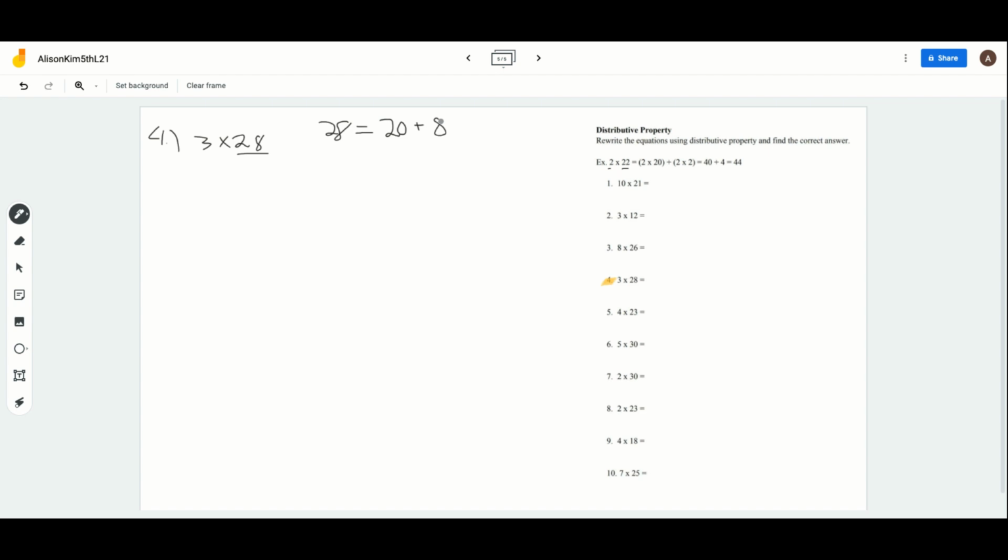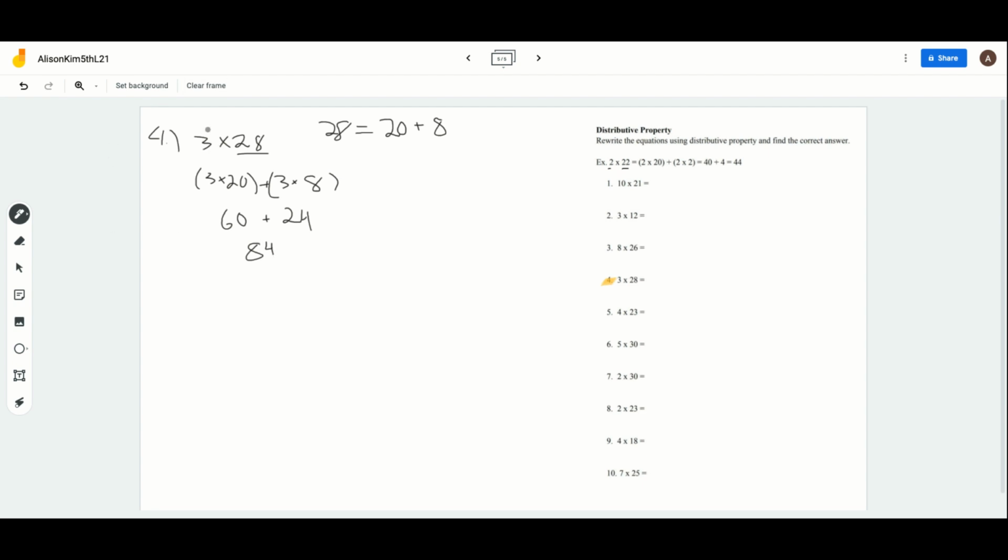You could also do like 14 and 14. You can do whatever you want, but we're going to go with 20 and 8. So as we see in the example, we're going to do 3 times 20 plus 3 times 8. And we know that 3 times 20 is 60. And we know that 3 times 8 is 24. So we're just going to add 60 and 24. And we get 84. And that should be your final answer for number 4.